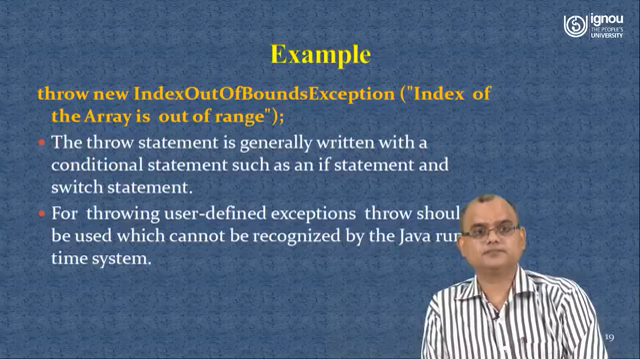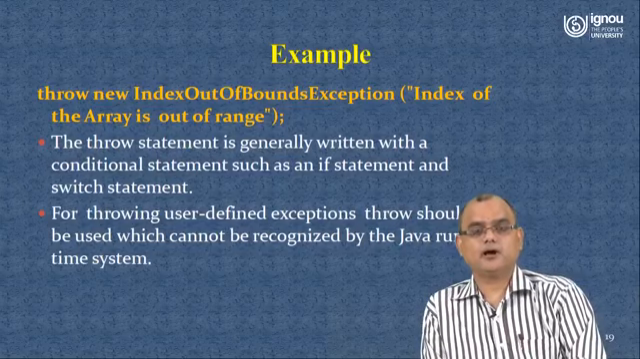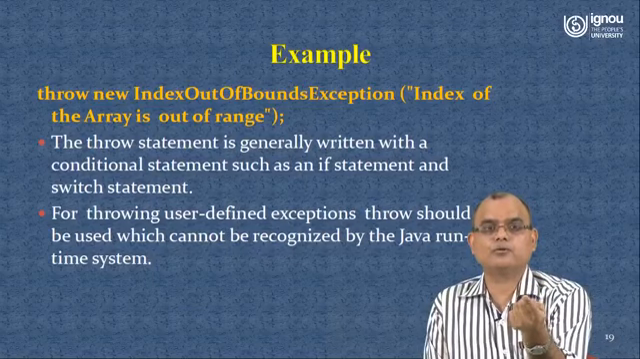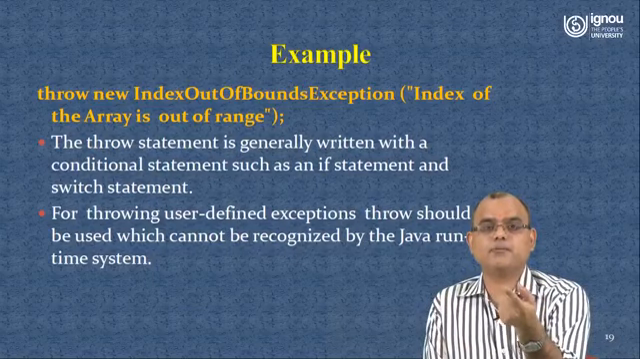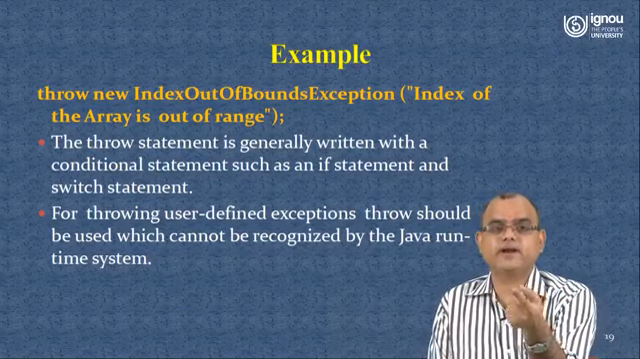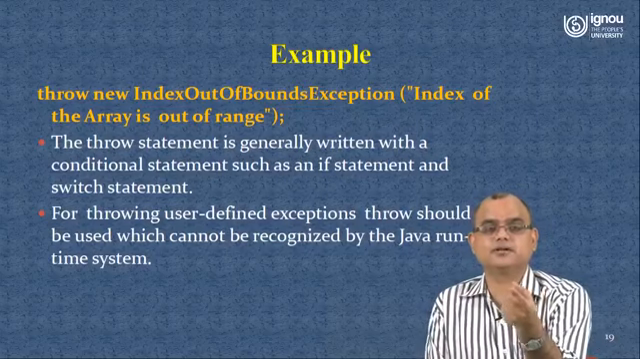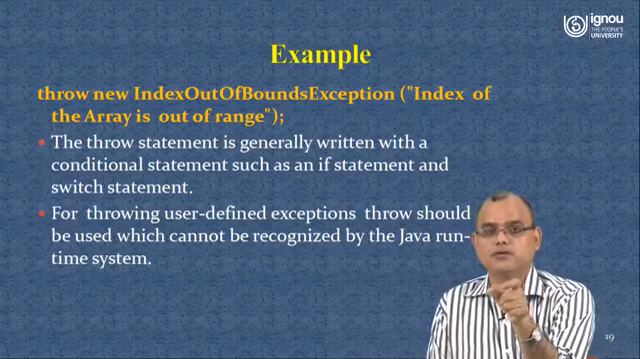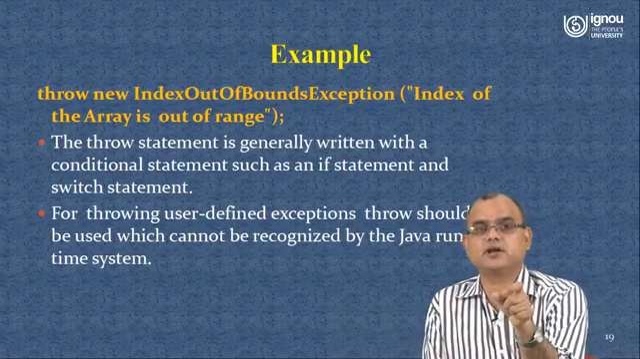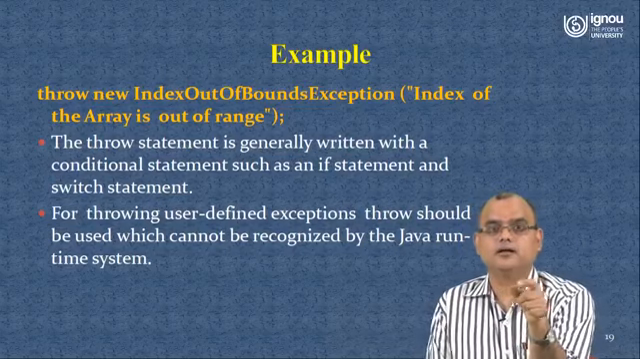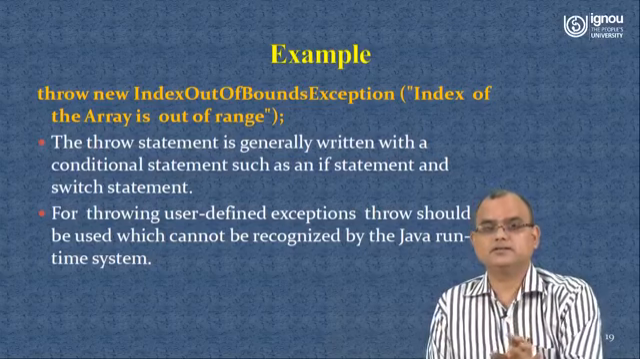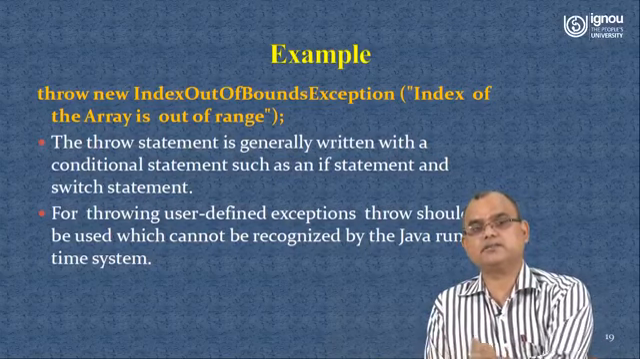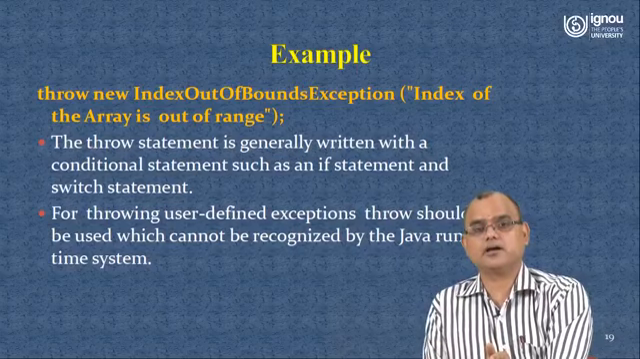Let us see how it happens. Throw, then if it is expected to throw, let us say, index out of bound, then you can create that particular object using this particular constructor of the index out of bound class, and in that you are passing one argument, that the index of the array is out of range. So this message you are throwing at a specific condition when that particular exception is occurring.